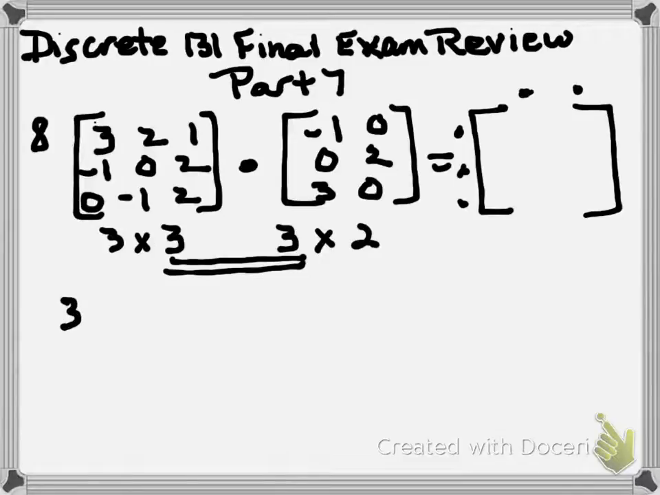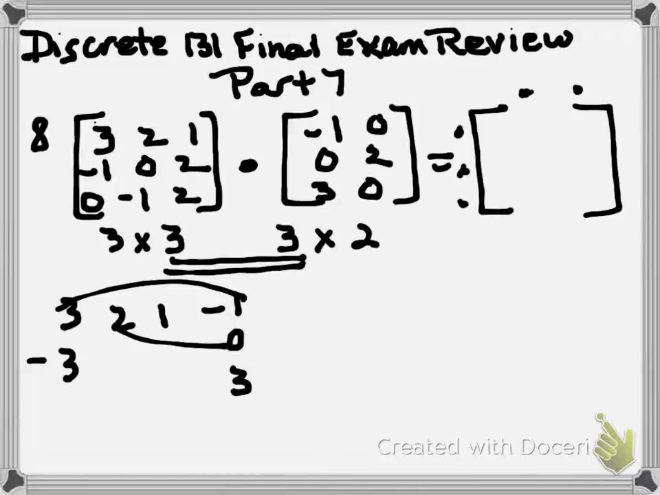So I'm using row 1 in the first matrix and column 1 in the second matrix. And I match them up. 3 times negative 1 is negative 3. 2 times 0 is 0. And 1 times 3 is 3. And I add the results to get 0.